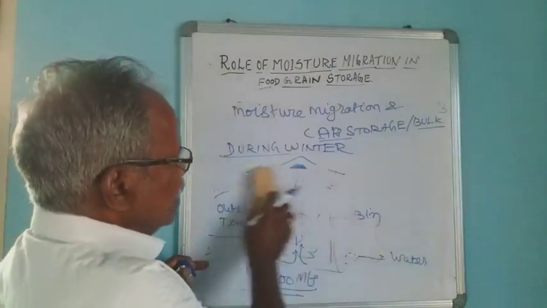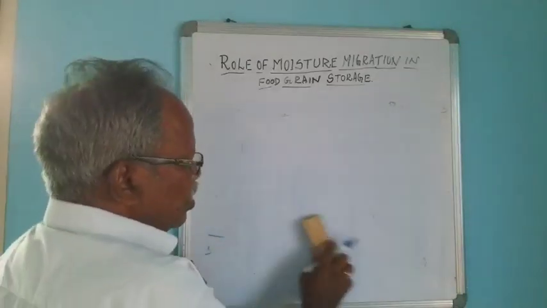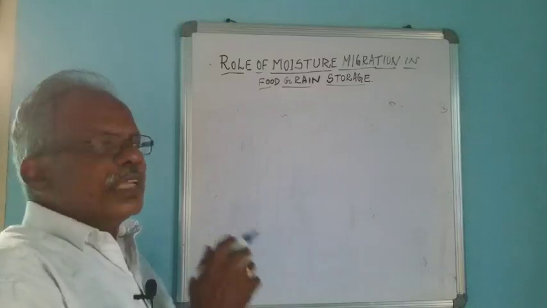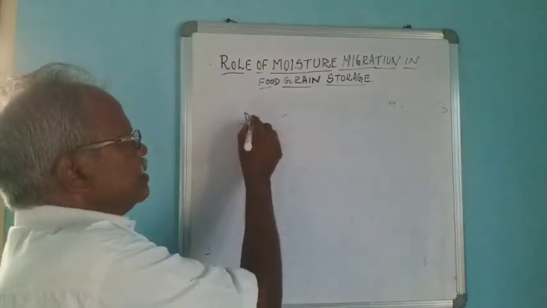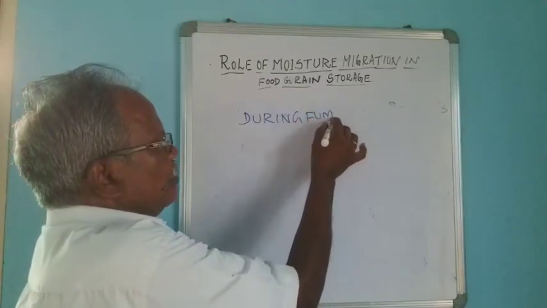And another important thing which we have to understand in this is what happens during fumigation. During fumigation, what do we have to take care of, and what happens?